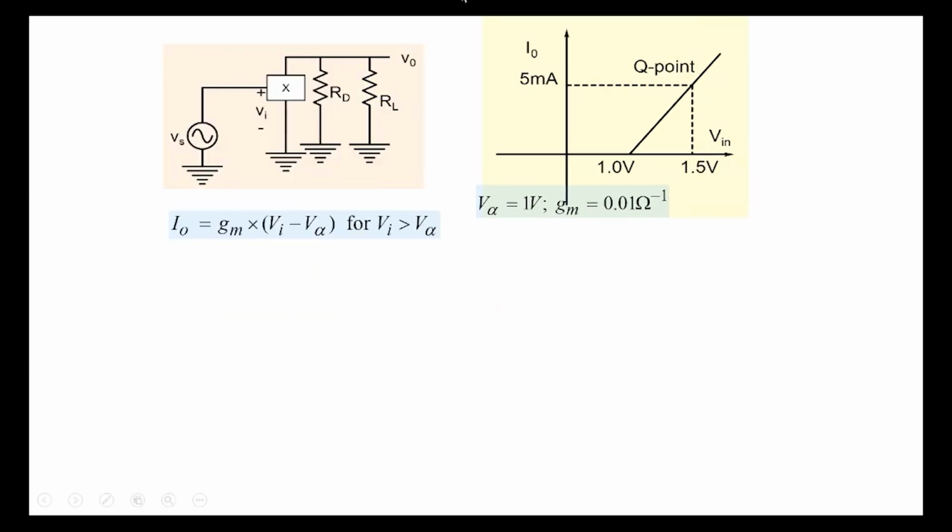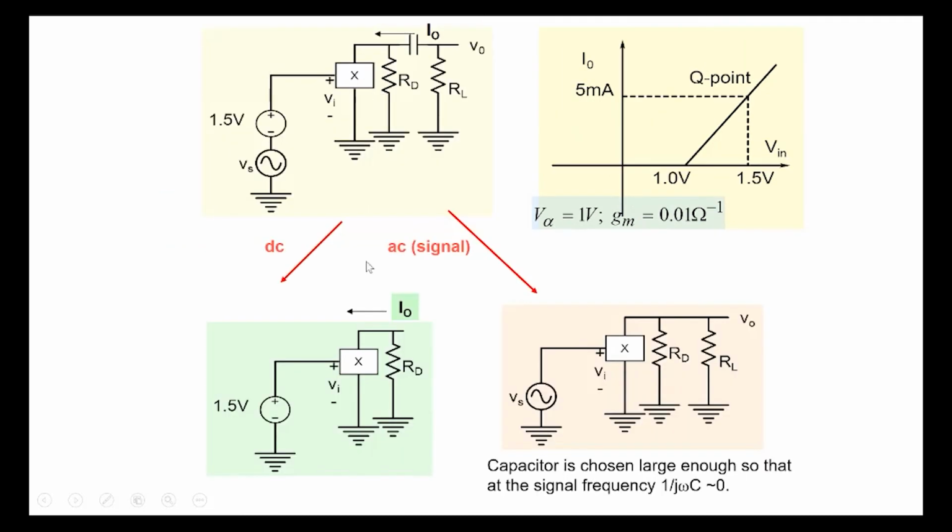Okay, so how do we do the AC analysis here? DC analysis is straightforward. 1.5 volt is here, and from this particular part of the circuit, we can read what the current is here, 5 milliamperes. So 5 milliamperes will flow here. And if we are given the value of RD, then we'll know what the DC output voltage is at this particular point. So DC analysis is straightforward. How do we do the AC analysis?